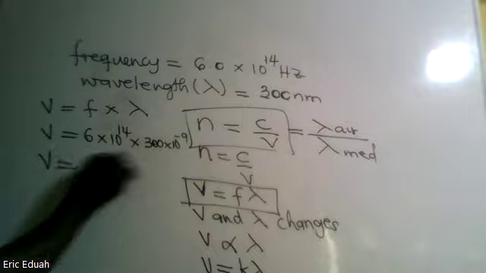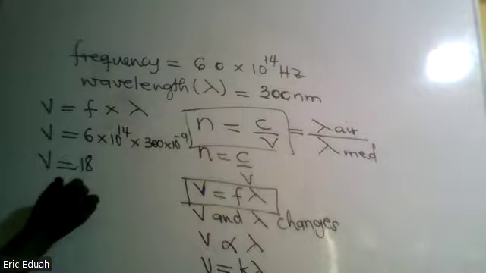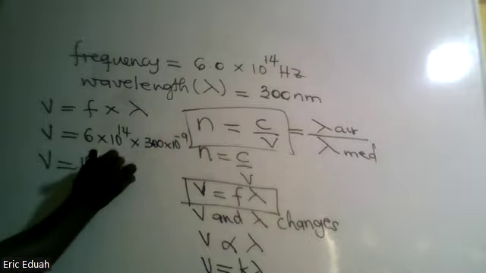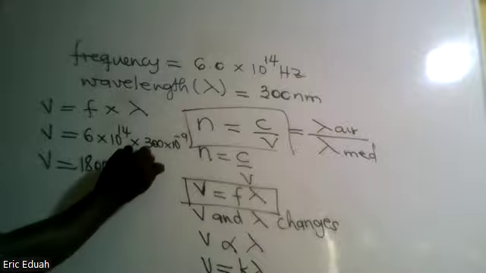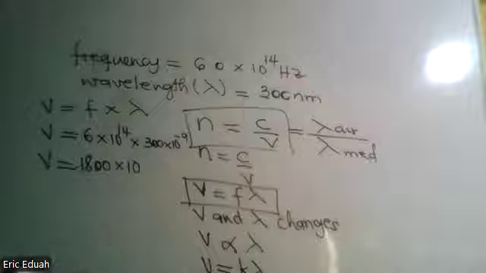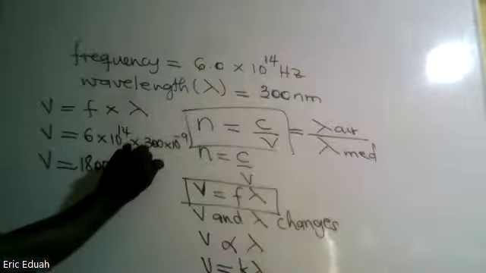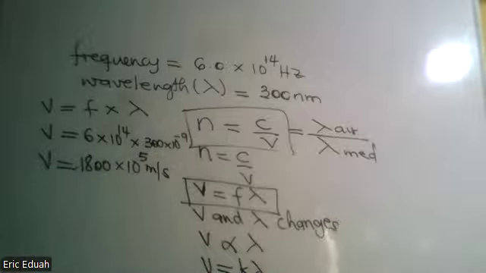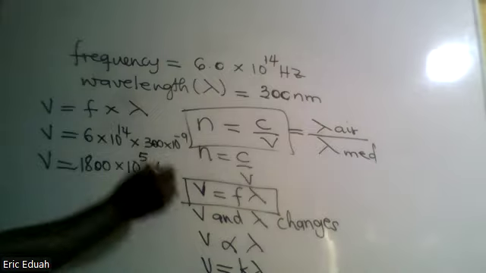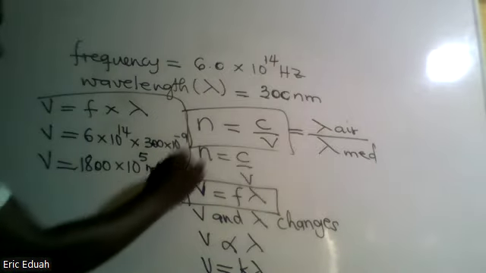So we have 1800 times 10 to the power 5 meters per second. This becomes the velocity of light in the medium.